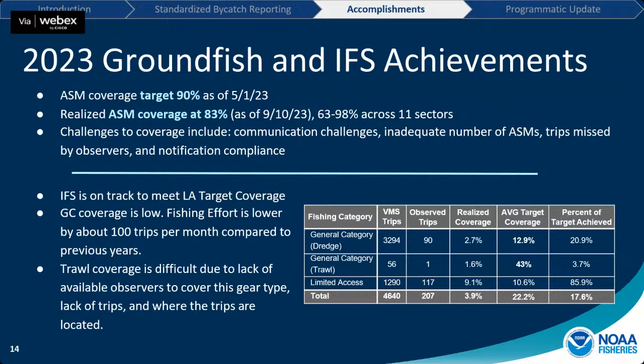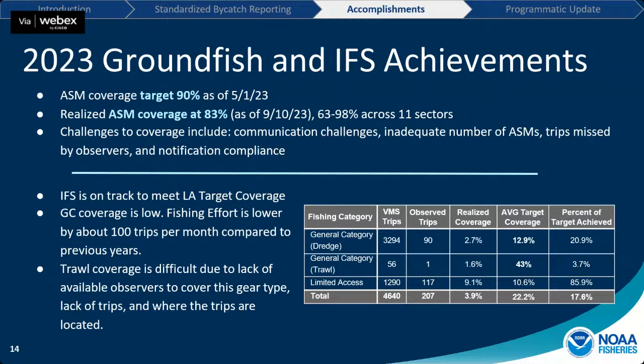Some of the challenges in full coverage achievements include potential communication challenges between observers and vessel operators, and inadequate at-sea monitors in certain areas that are difficult to get to. With the groundfish fishery specifically, there is a notification requirement in which the fleet needs to notify us 48 hours in advance of fishing. Generally that tends to be very good, but we do sometimes have non-compliance issues, and therefore the inability to assign an observer if they don't notify us.